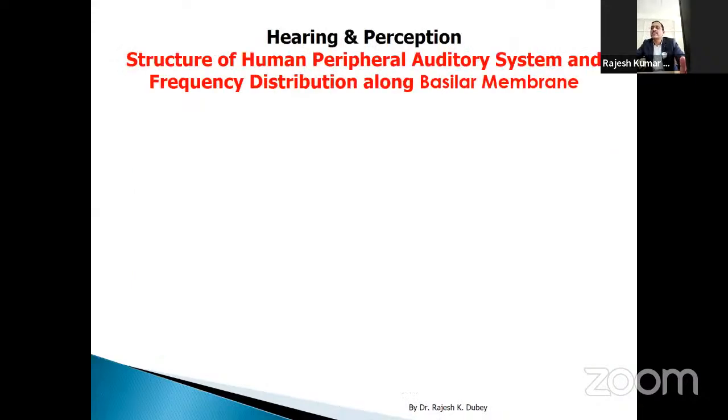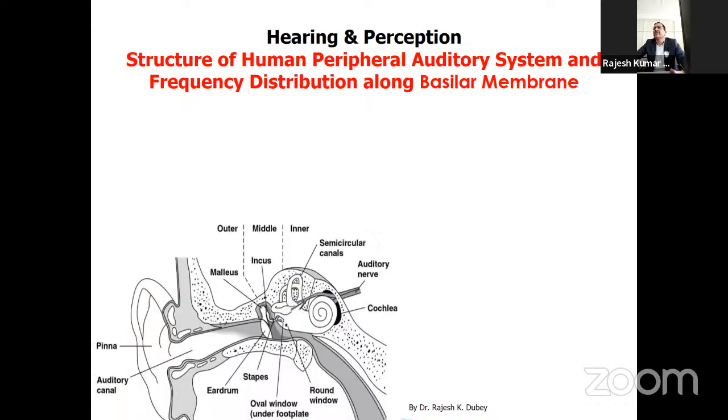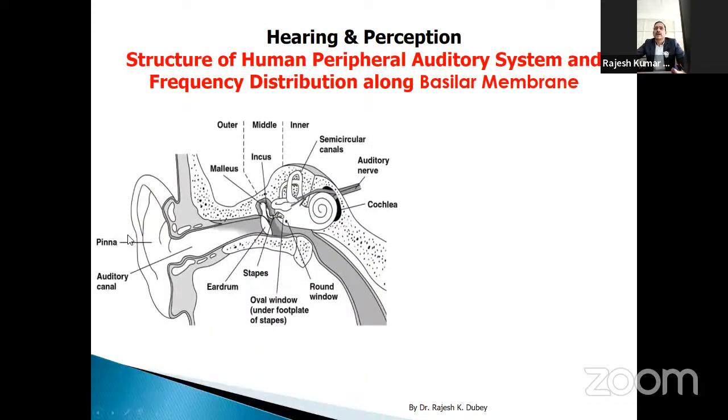So the first part we have seen is speech production. Similarly, speech hearing and perception. When we talk about speech hearing and perception, again biology is involved, and that also needs to be modeled. How frequency is distributed along the basilar membrane. The pinna collects sound, which comes through the auditory canal, and here the eardrum is there.